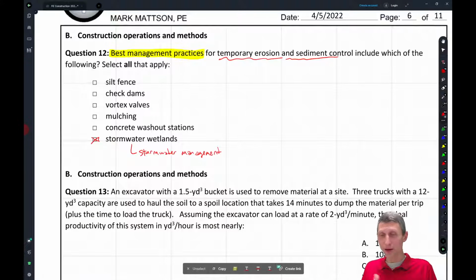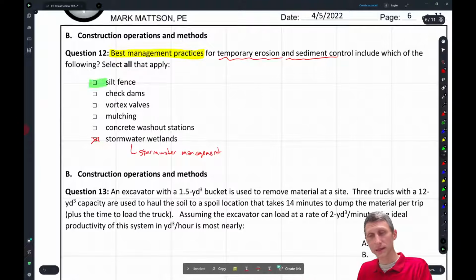I'm sure somebody will argue with me and say that should be a best management practice, but I consider that a stormwater management practice, just like a stormwater pond isn't there to stop erosion sediment control. It's there for water quality and quantity requirements. Best management practices are put there for erosion sediment control.